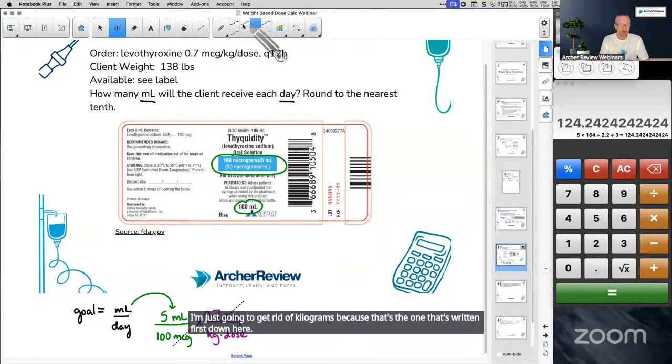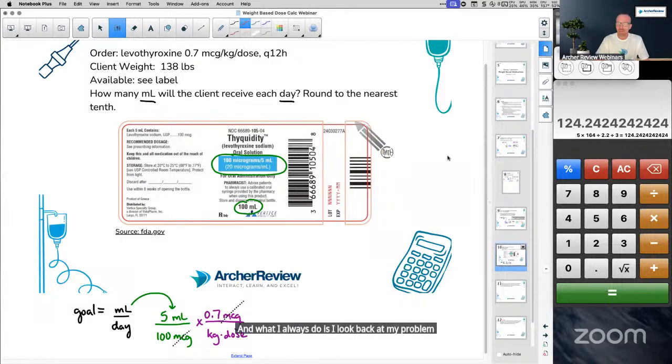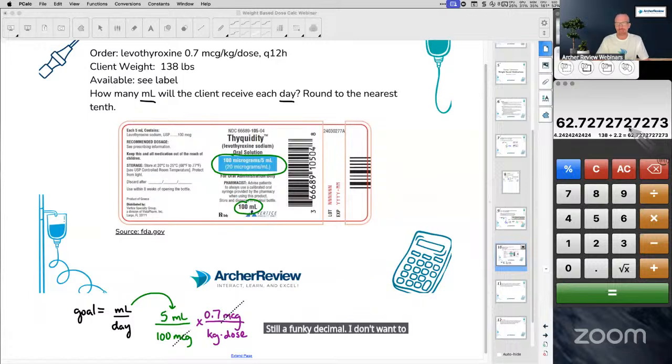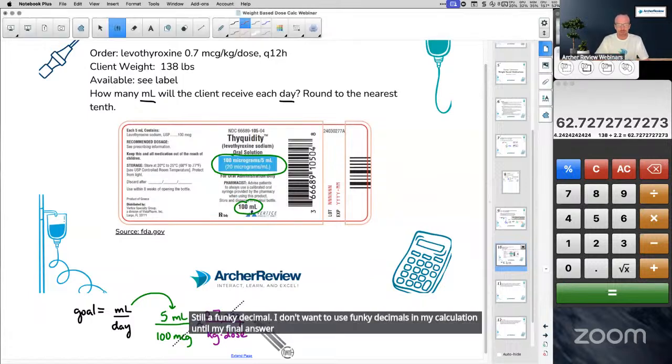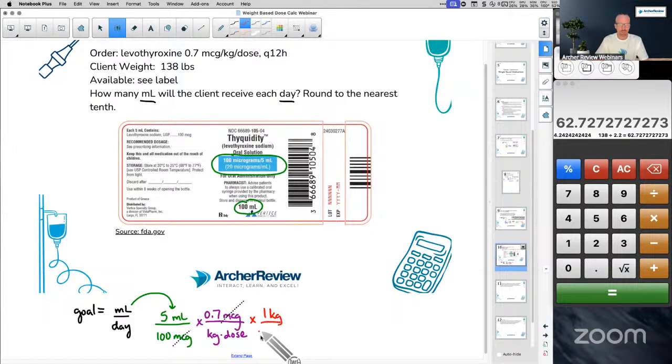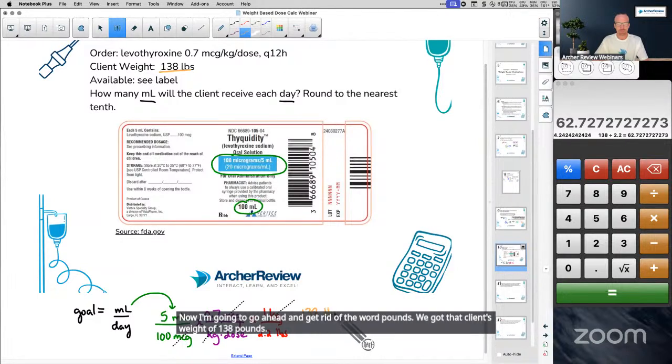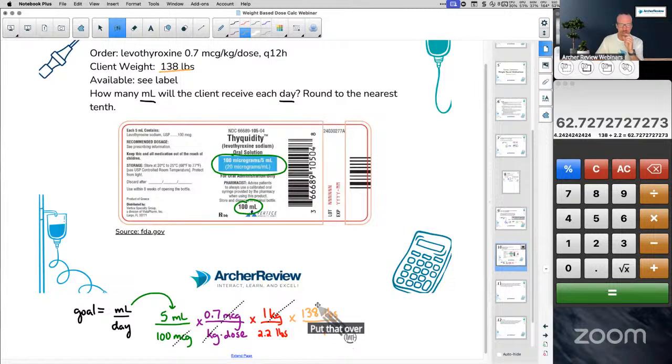And what I always do is I look back at my problem. Since this is pounds, yes, I know some of y'all are going to take 138 divided by 2.2. Still a funky decimal. I don't want to use funky decimals in my calculation until my final answer. So I'm just going to bring in that conversion: 1 kilogram, 2.2 pounds. Now I'm going to go ahead and get rid of the word pounds. We have that client's weight of 138 pounds. Put that over 1. That's that one understood client. And that's going to cancel out our pounds.